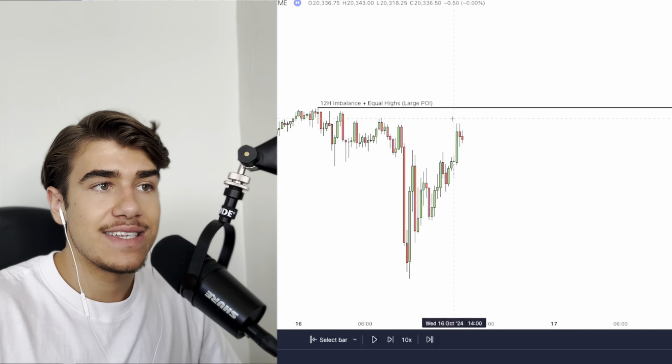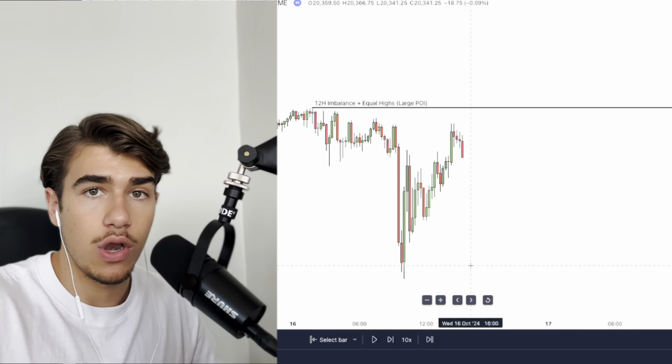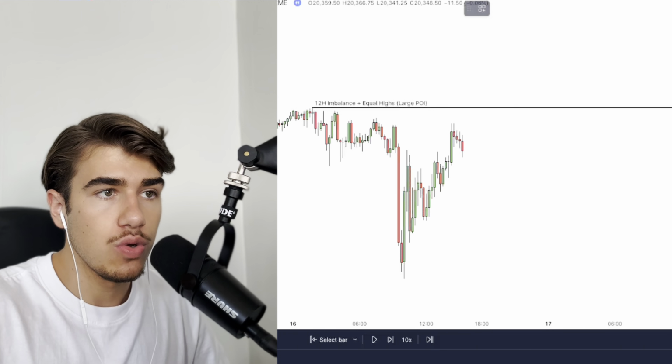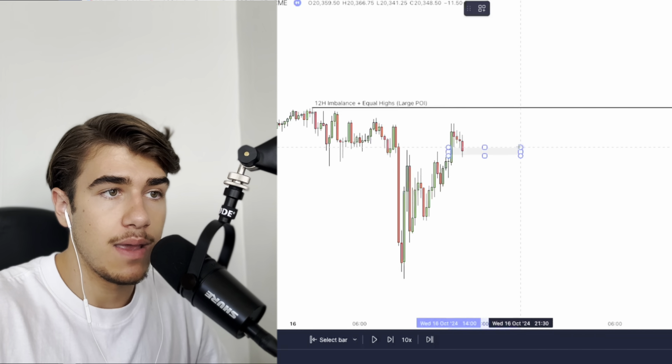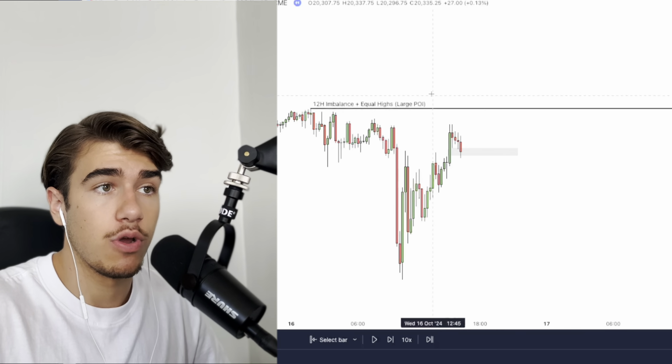So when the market gets that close to such a large point of interest and then starts pulling back, this is where a lot of people mess up. What they'll do is they'll likely long the first imbalance or PD array that they see simply because they are expecting the large point of interest to be hit.